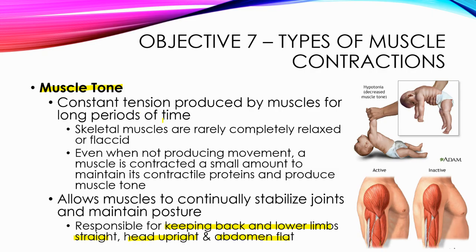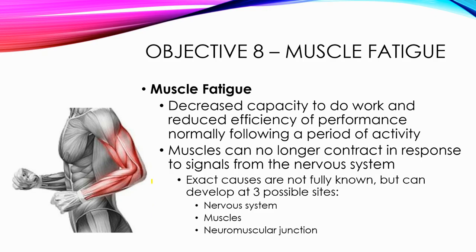So this type of muscle tone is going to allow us to stabilize our joints and just maintain basic posture. All right, we're also going to cover objective 8, which is muscle fatigue. And I'm sure we've all experienced this at some point in time. If you've ever worked out in any type of athletics, you are definitely driven to the point of muscle fatigue. And this is where you just essentially decrease your ability to do work.